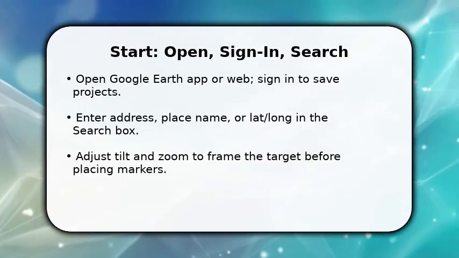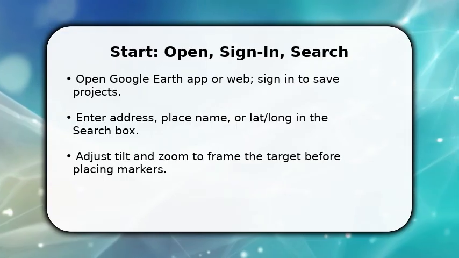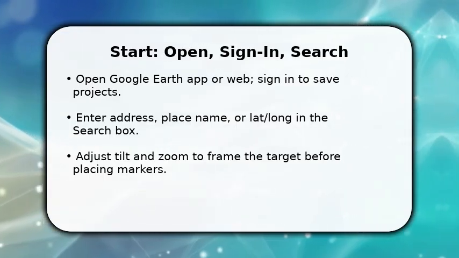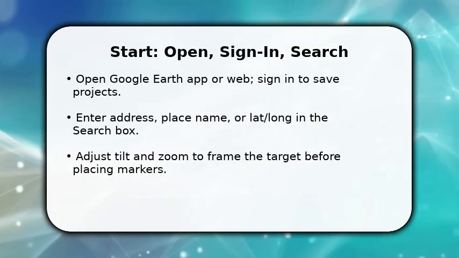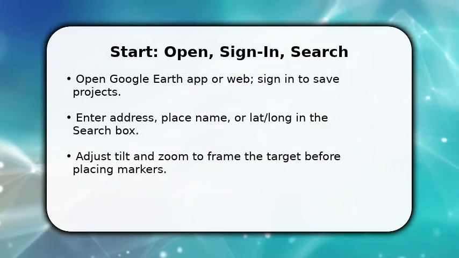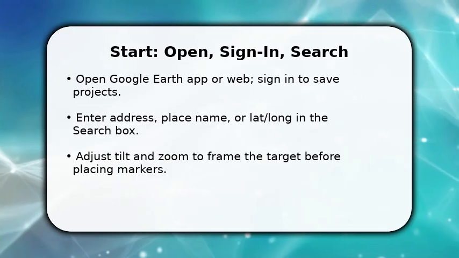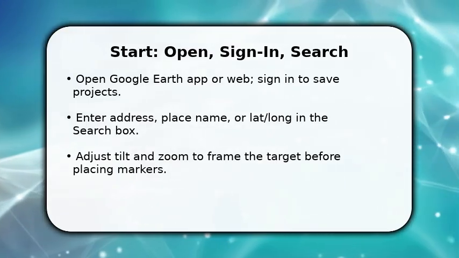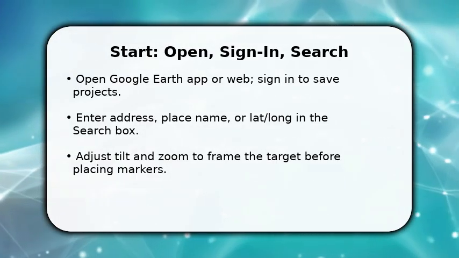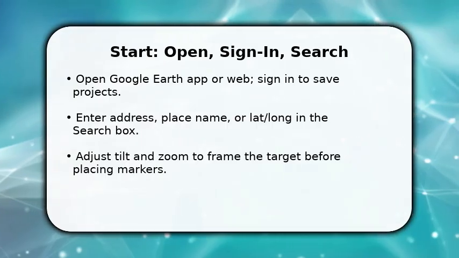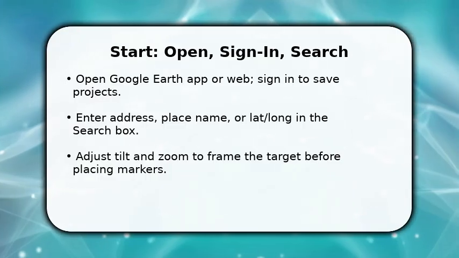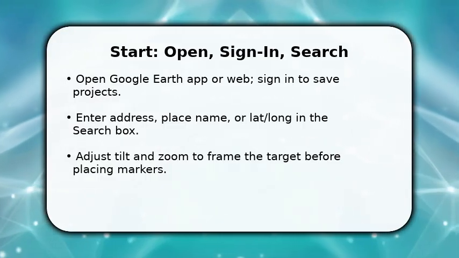You open Google Earth and sign in so your work saves. This avoids lost projects later. Next, use the search box. Type an address, landmark name, or precise coordinates to jump there immediately. Once the view centers, tilt and zoom with the mouse or trackpad until the site fills the screen. This gives context for nearby features. Then switch to satellite imagery if needed, because high-resolution imagery reveals details the map layer can hide.